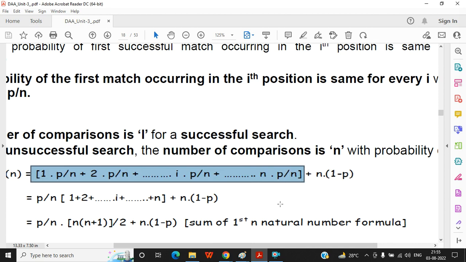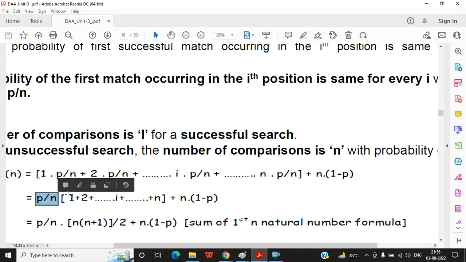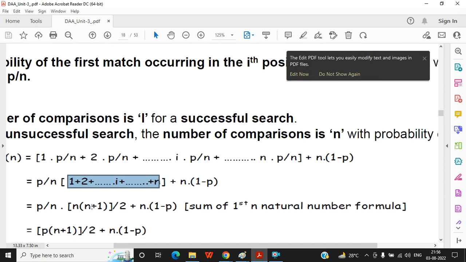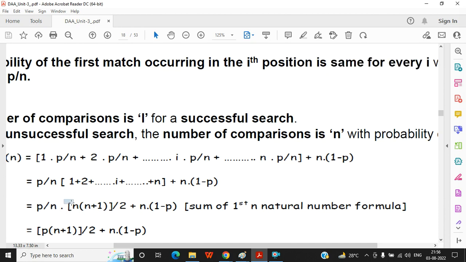If you take P by n common, what remains? Sum of 1, 2, 3, that is the sum of natural numbers. And that is again the sum of natural numbers formula. So P by n, you understand? This is the sum of natural numbers. You understand?